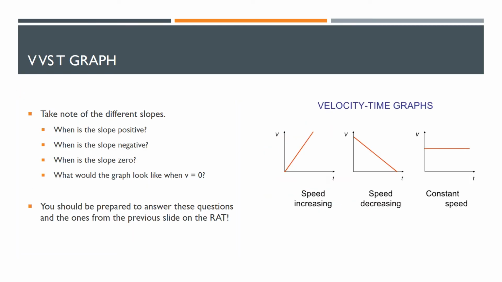Here are some velocity versus time graphs, or V versus T. Take note of the different slopes. What's the slope? When is the slope positive? When is the slope negative? When is the slope 0? And what would the graph look like if the velocity is 0? You should be prepared to answer these questions and the ones from the previous slide in the next lab.